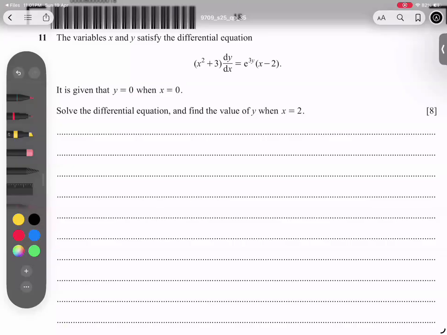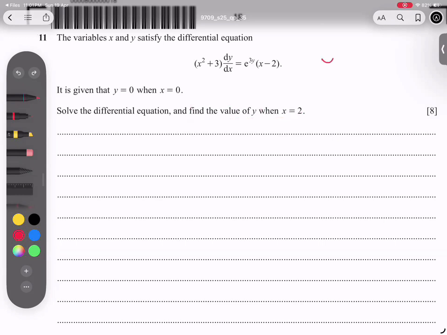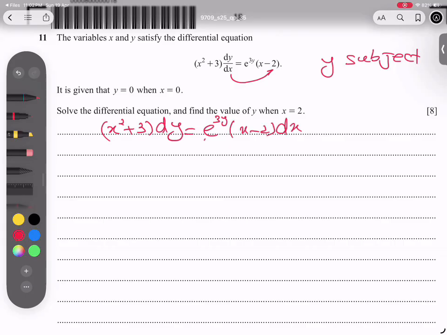Question 11, students, we have differential equations. He has given initial values and we have to find the y value when x is 2. So ultimately we have to make y the subject. Keep your eye on y subject. Your target is y subject. First of all, I will cross multiply x square plus 3 and dx dy here, and dx multiplies there, so e to power 3y into x minus 2 into dx. I'll bring dy only here and this on the other side, because I want to bring all y to the left side and all x to the right side.